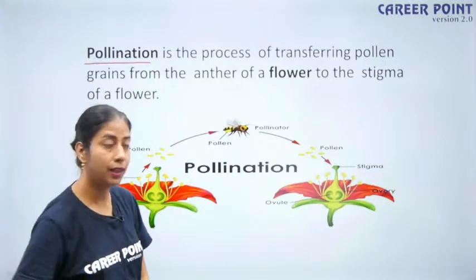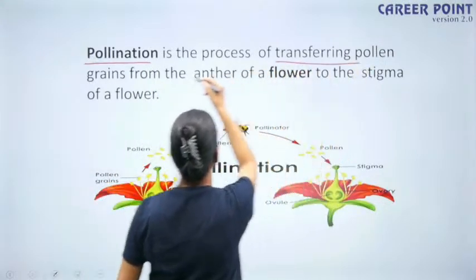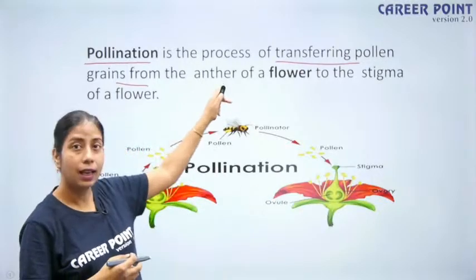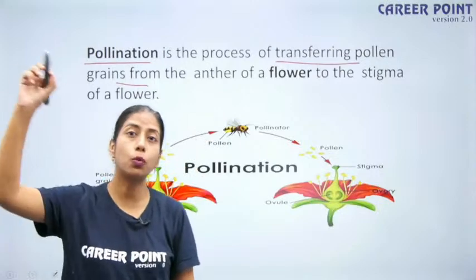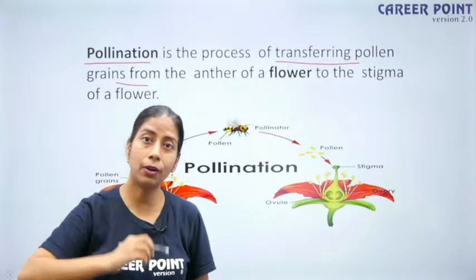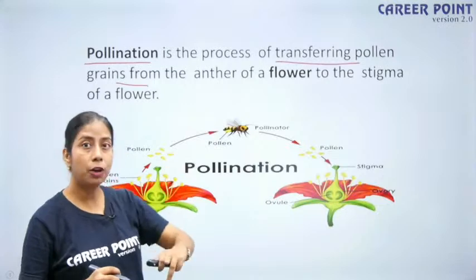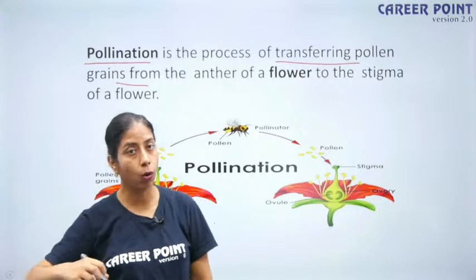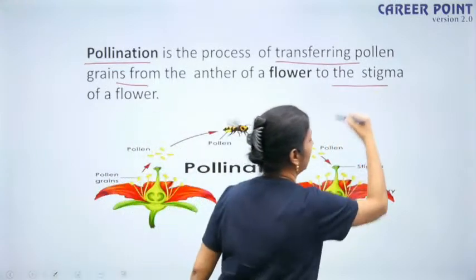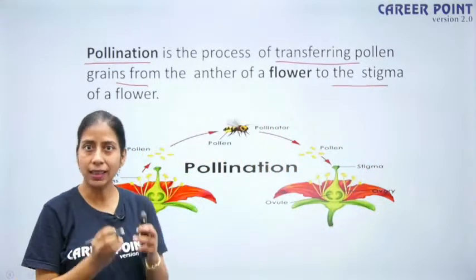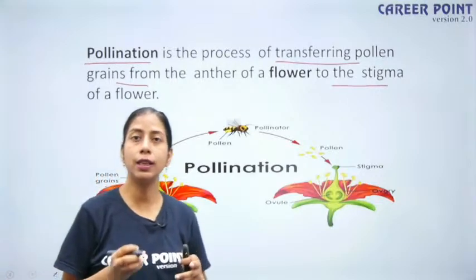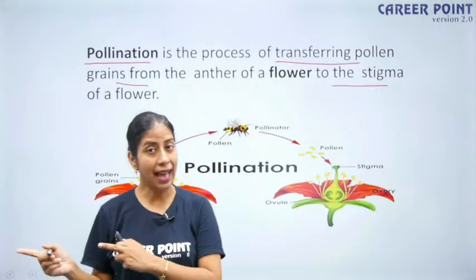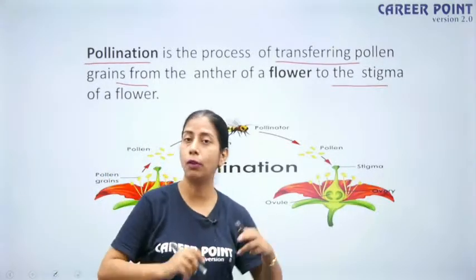So what is pollination? It's a transferring of pollen grains. Now where are the pollen grains present? In the anther, where it has to be taken to the female reproductive part. अब female reproductive part के कौन से part में pollen grain जाके stick होगा? That is the stigma. So here, very simple definition, pollination is the process of transferring of pollen grains from the anther to the stigma of the flower.